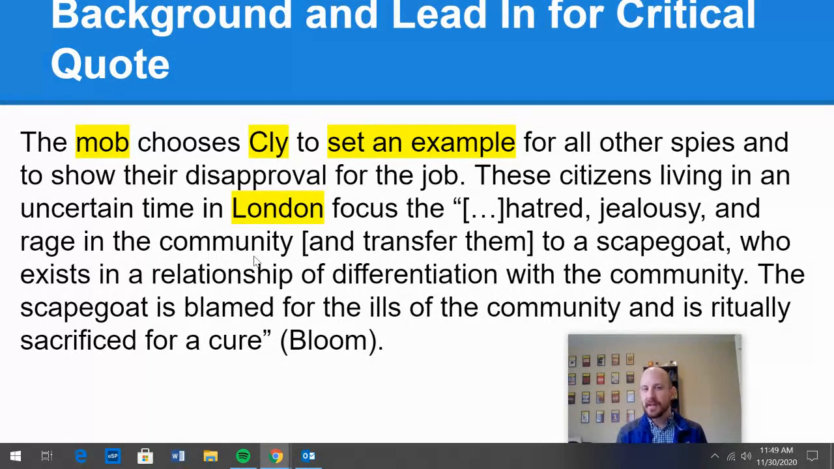Most of you are used to using that for novel quotes, and now you're just using that for critical source quotes. Let me know if you have any questions along the way, and take care.